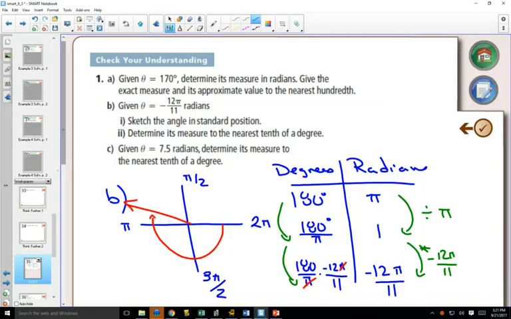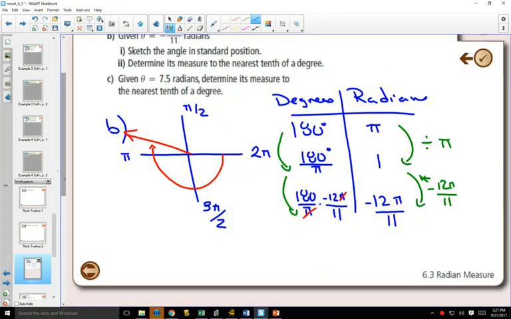And then these pi's will simplify, and you have to do 12 times 180, which is what, 1440? No, it's more than that. What is 12 times 180? 2160, yes. So you would get negative 2160 divided by, excuse me, 11. And you could go to your calculator and get an approximate value for that. This is degrees, so we need to make sure that this is our degrees sign.